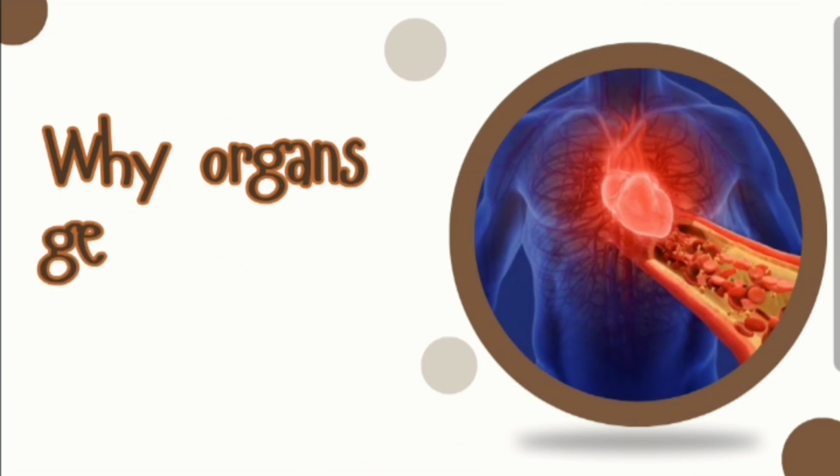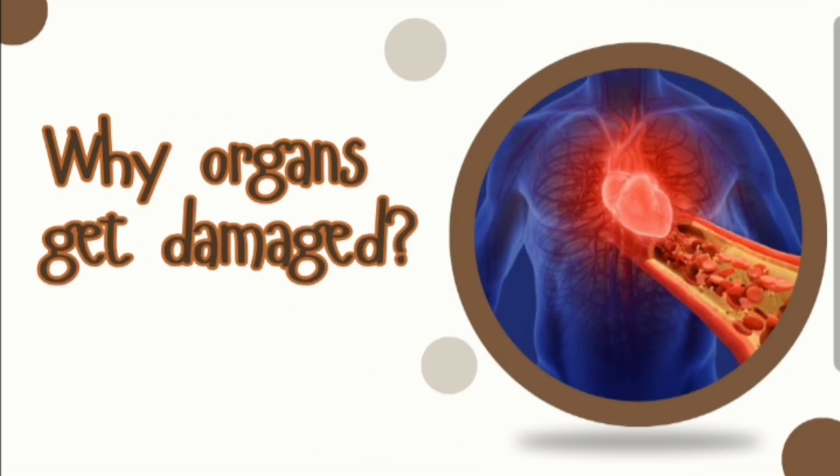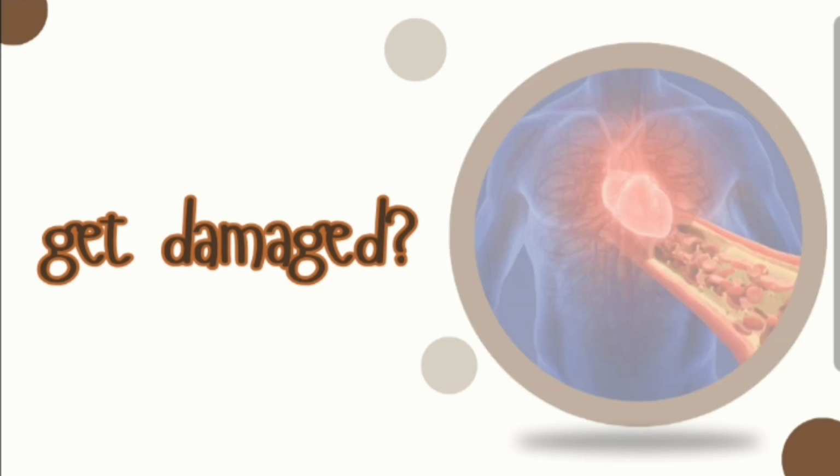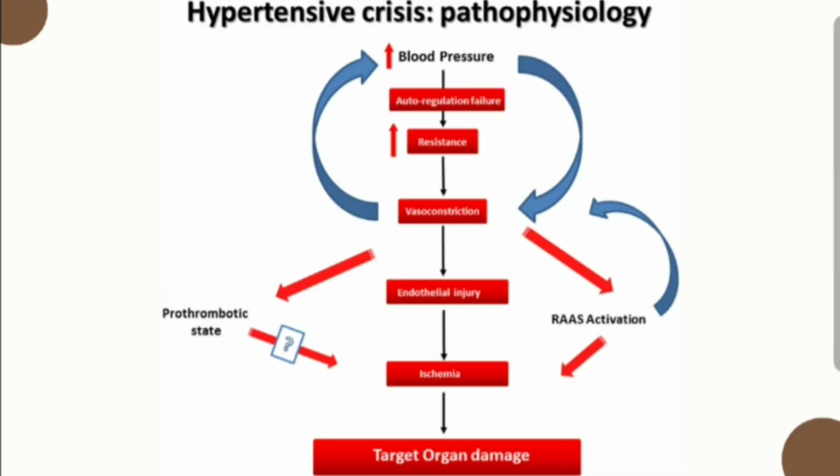Now let's discuss why organs get damaged at extreme blood pressure, that is the pathophysiology of hypertensive crisis. The key factors include impaired autoregulation of blood flow, activation of renin-angiotensin system, and endothelial dysfunction. These mechanisms lead to increased vascular resistance, inflammation, and potential damage to vital organs like brain, heart, and kidneys.